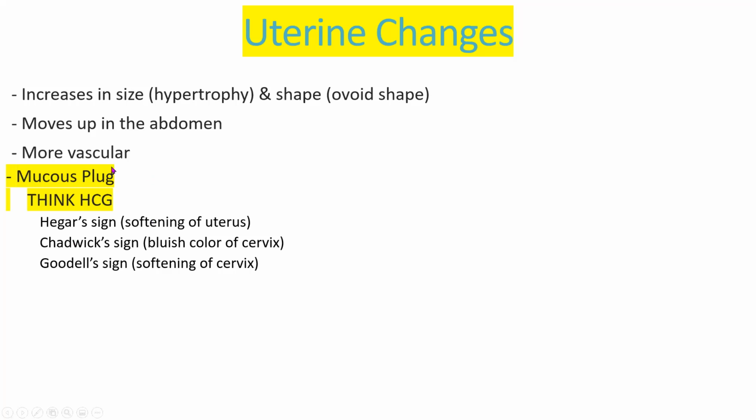And why is our uterus more vascular? This is because 1/6 of our blood volume is actually in the uterus during this time, and it's going to increase to about 40%.